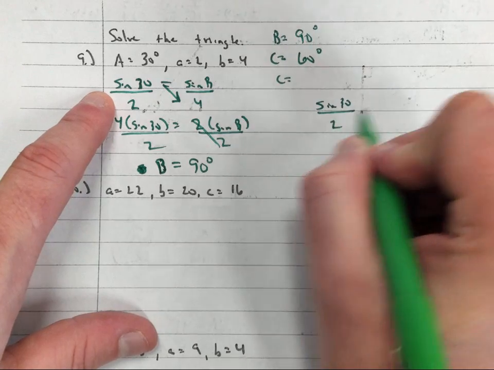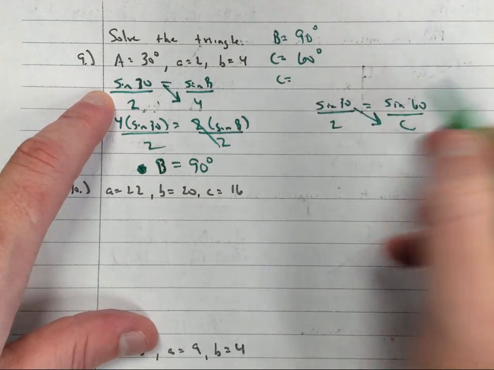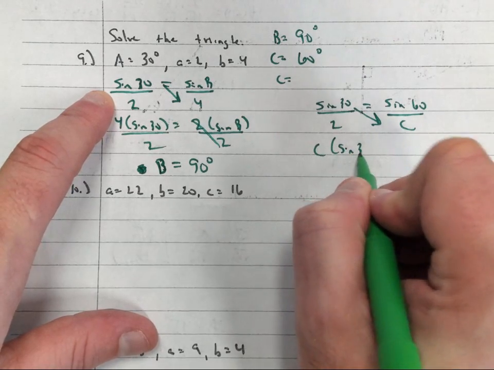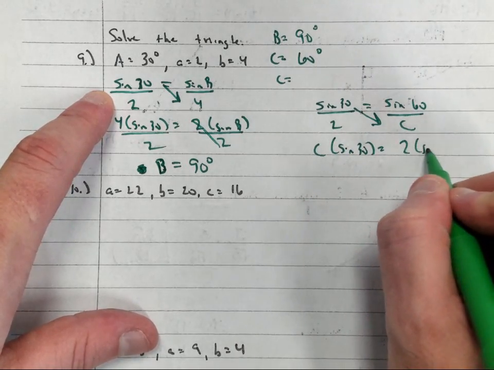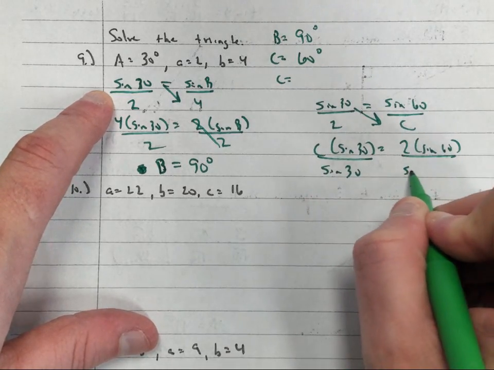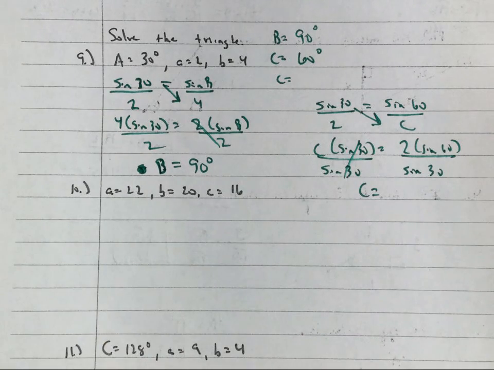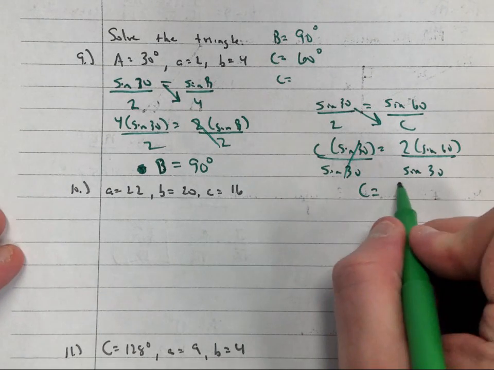Now I'm going to find side C. Sine of 30 over 2 equals sine of 60 over C. So C times sine of 30 equals 2 times sine of 60. So 2 sine 60 divided by sine of 30. 3.5.